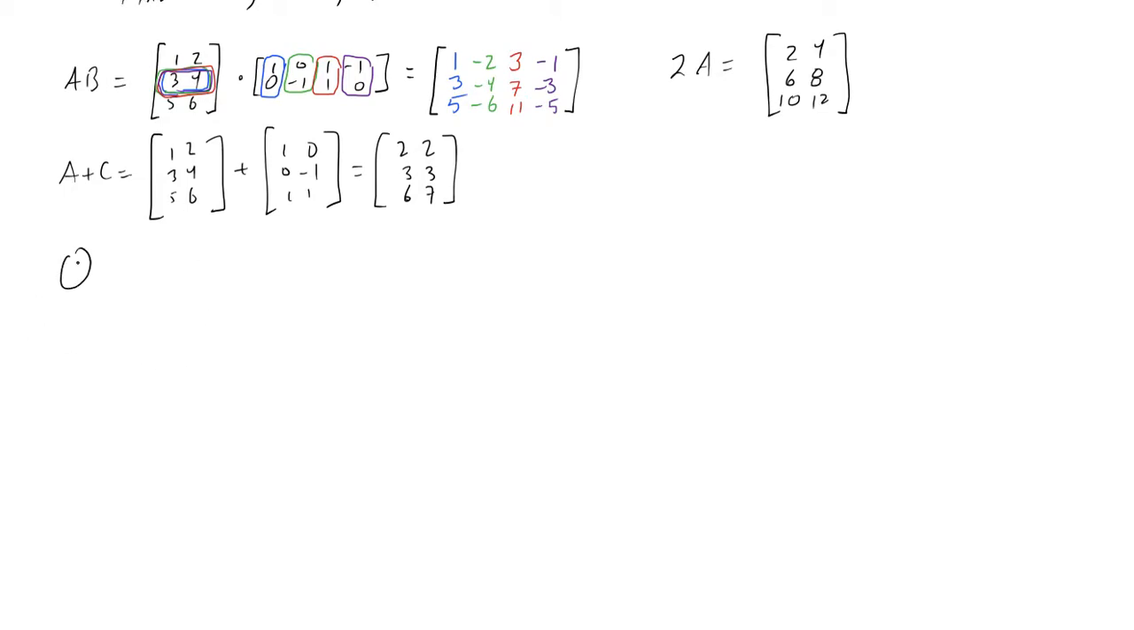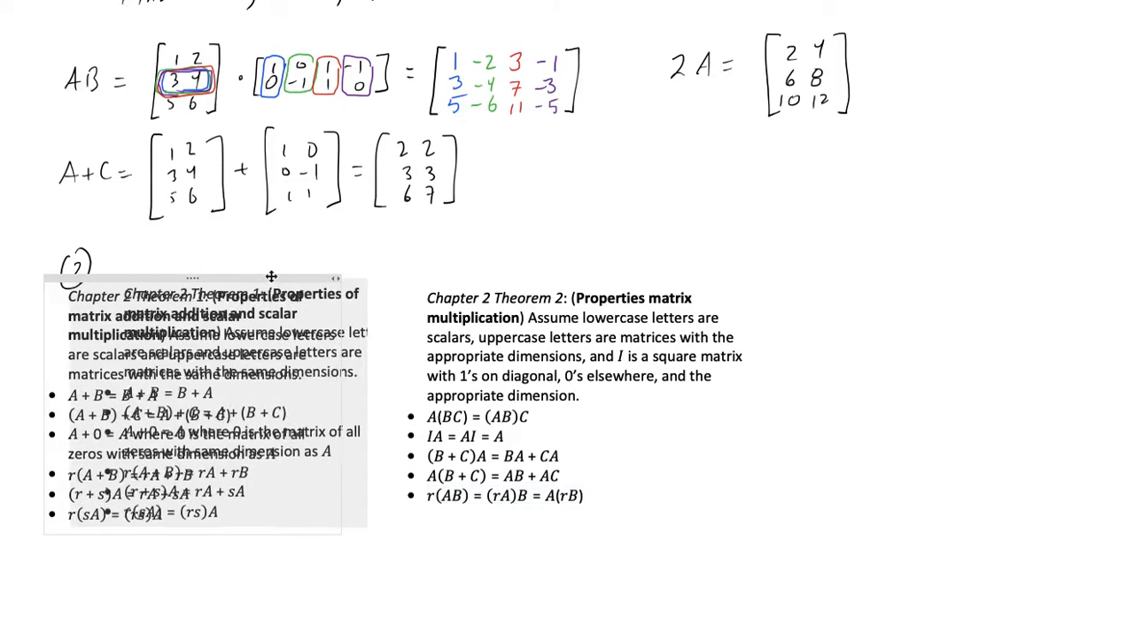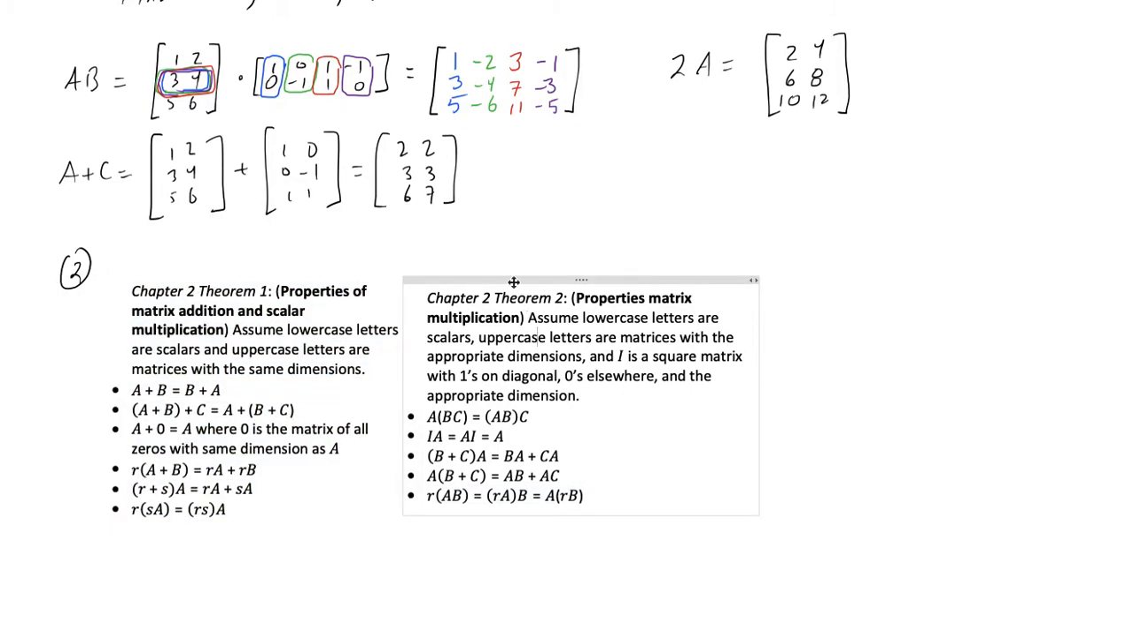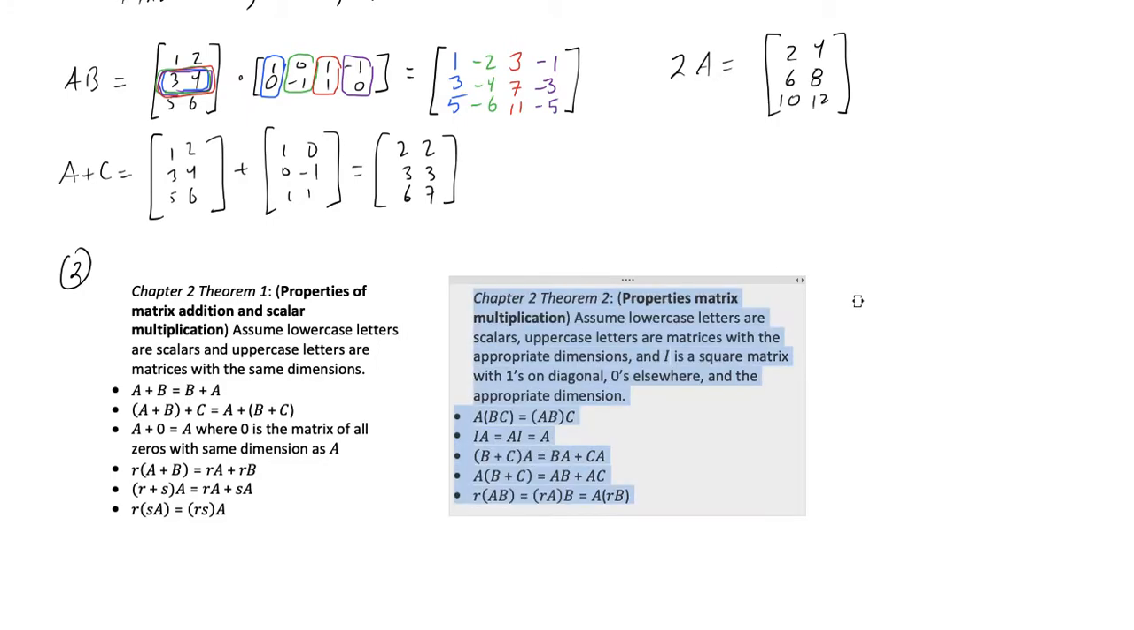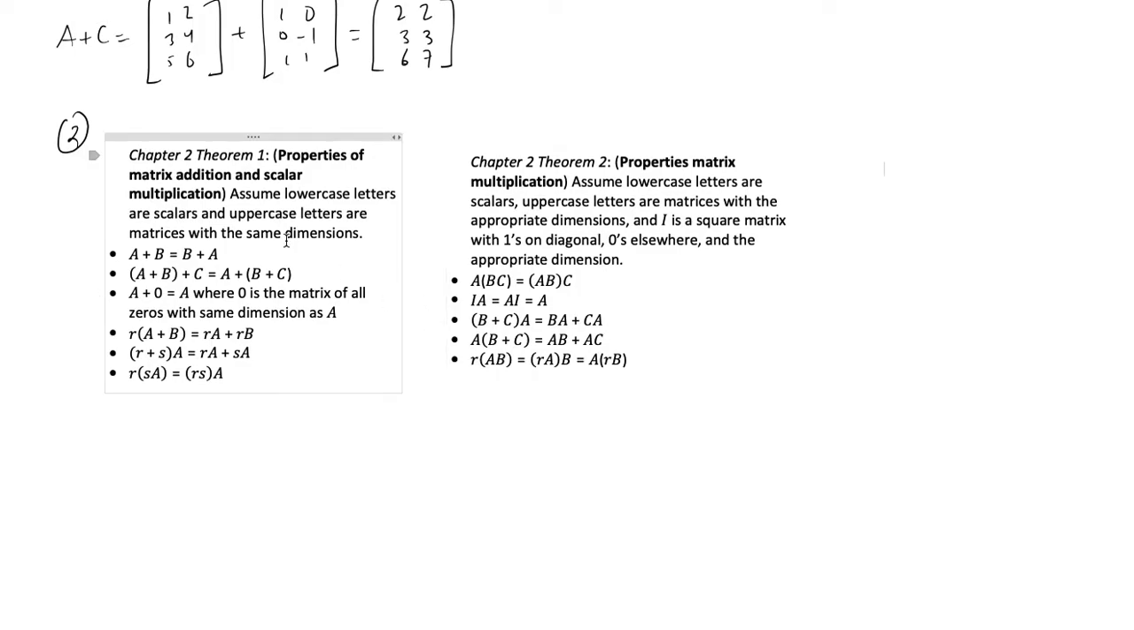So let's continue with some properties of matrix algebra. We'll look at two theorems here. First theorem is the properties of matrix addition and scalar multiplication, and the second theorem is the properties of matrix multiplication. And just notation here, all the uppercase letters are matrices and the lowercase letters are constants or scalars, real numbers.